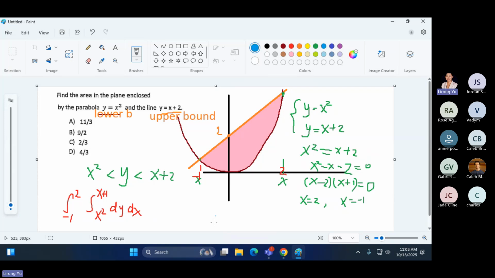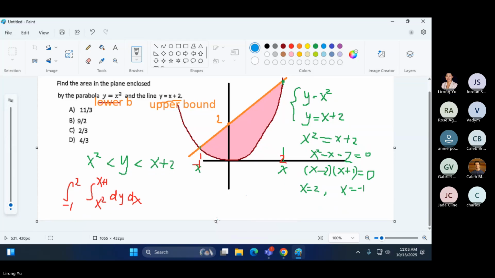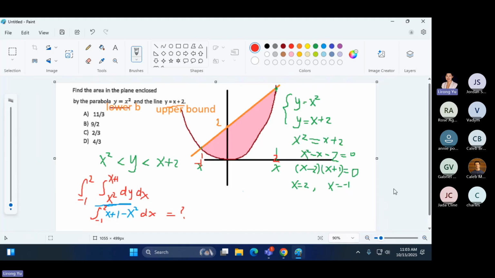So the inner integration value, finishing the integration, is x plus 2, the upper boundary, minus x squared, the lower boundary. This is the inner integration. Then we integrate from -1 to 2. This is the second integration. Finishing this integration gives the area between these two curves.